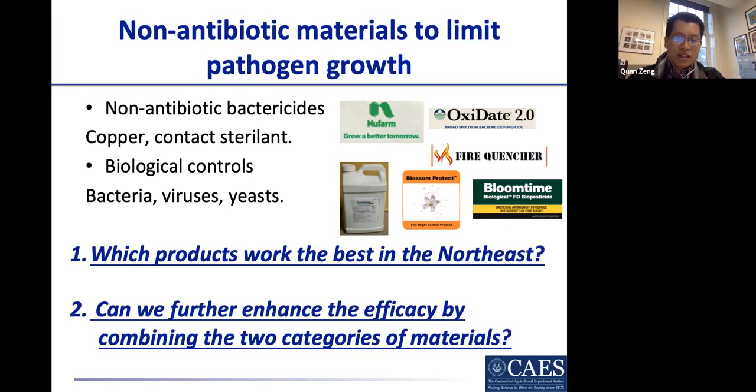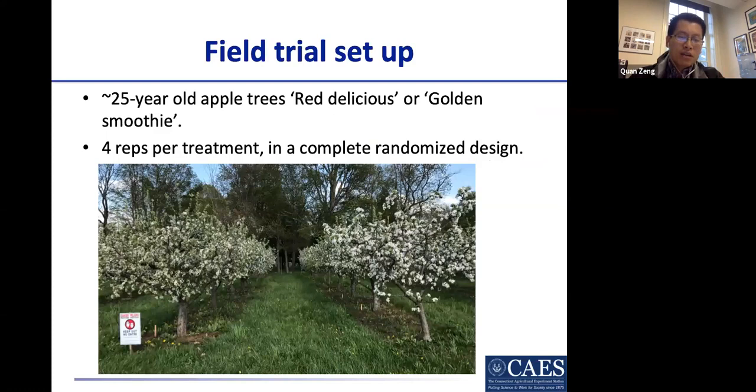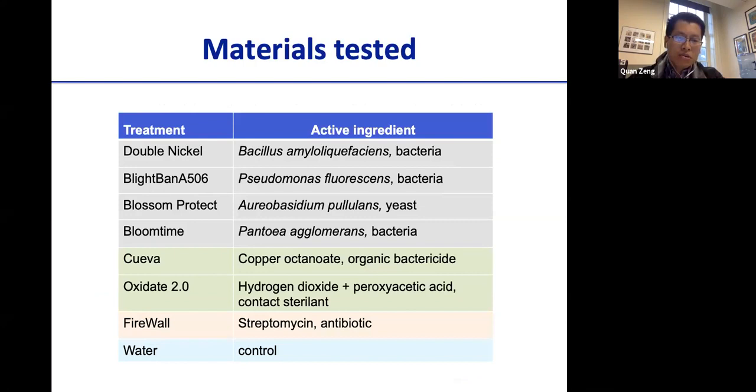So our field trial was performed on 25-year-old apple trees, Red Delicious or Golden Smoothie. For each treatment, we included 4 reps and assigned those reps in a completely randomized design at the Lockwood Farm of the Connecticut Agricultural Experiment Station. In total, we tested 4 different biological control products. Double Nickel, which has a Bacillus bacteria as the active ingredient. Blightban A506, which is Pseudomonas fluorescens. Blossom Protect, which contains yeast, actually 2 yeast strains.